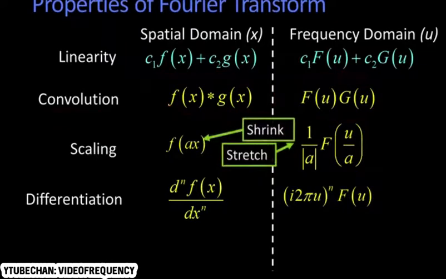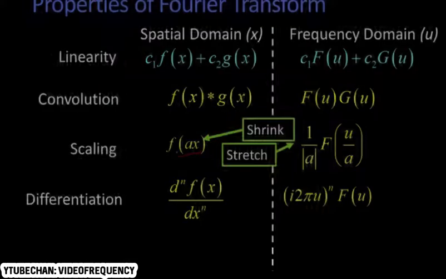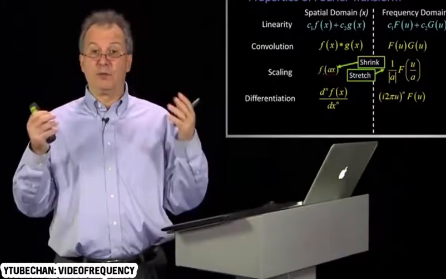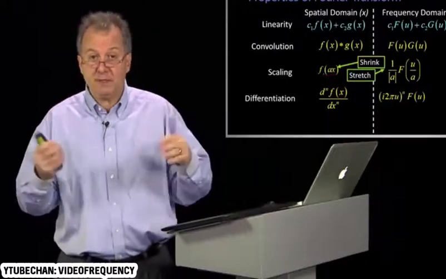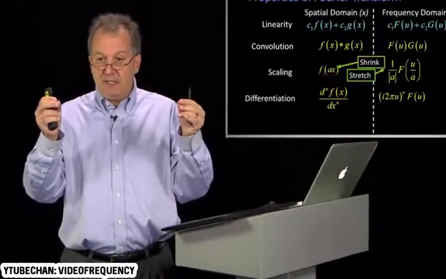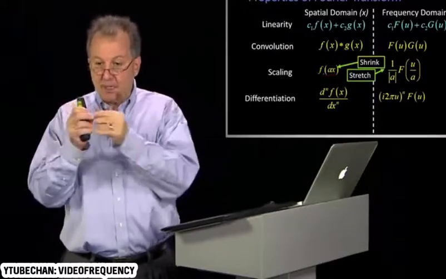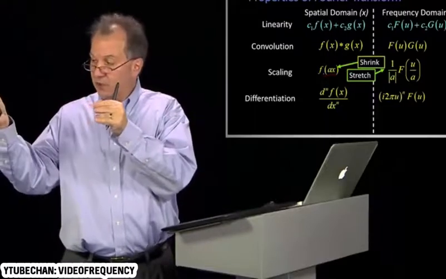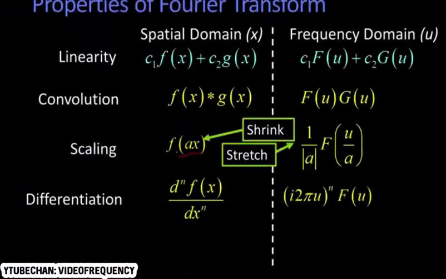One that's kind of interesting is scaling. So if I scale a function by a constant a, let's think about it this way. Suppose a was greater than 1. Let's suppose a was 2. Well, that would mean that when x had been 1, now x is 2, so it would shrink, right? When you multiply by a number bigger than 1.